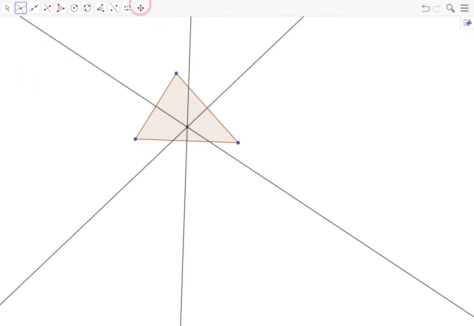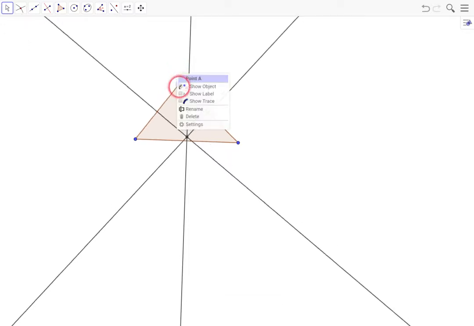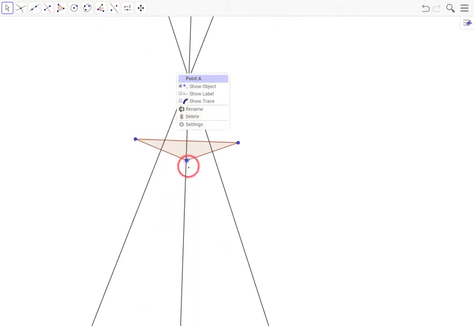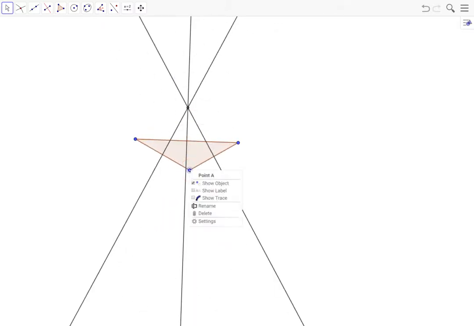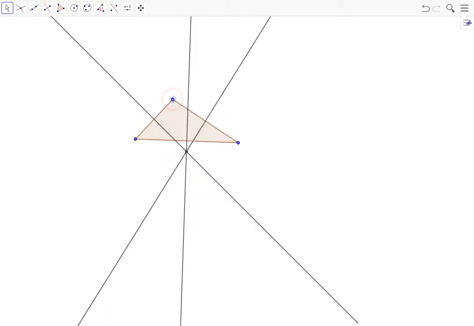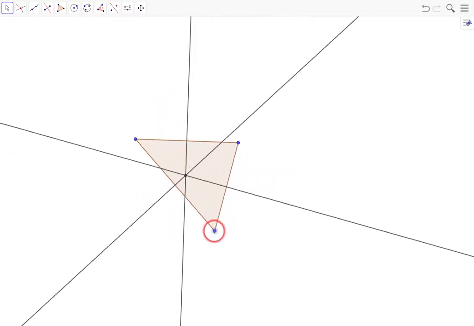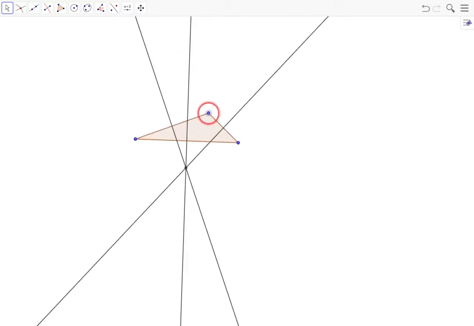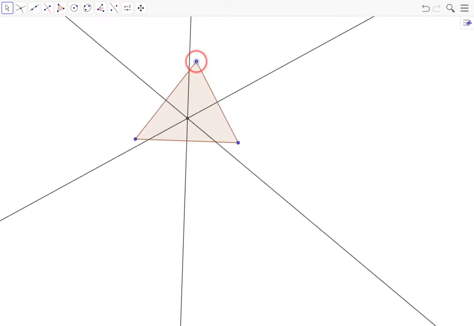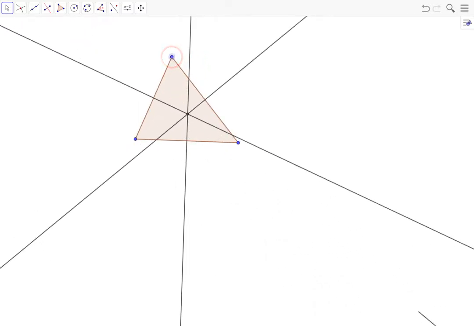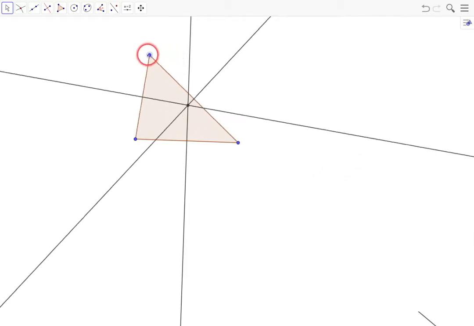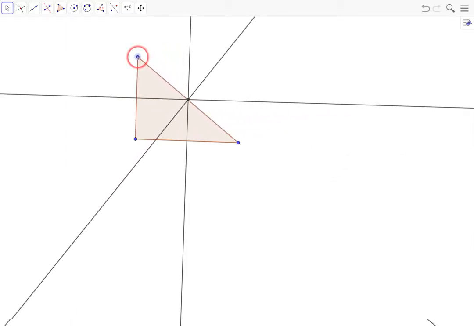Now, as we move that triangle around, you can see that right now the circumcenter is inside the triangle. But if I were to make this an obtuse triangle, you would see that the circumcenter is outside. All right, let's try again. Okay, there we go. When it's an obtuse triangle, the circumcenter is outside the triangle. If I make it an acute triangle, then the circumcenter is on the inside of the triangle. And if I were to make this a right triangle, the circumcenter would be right on one of the sides.